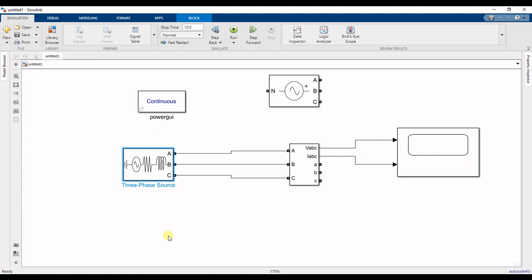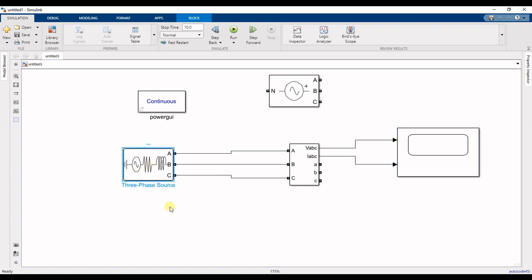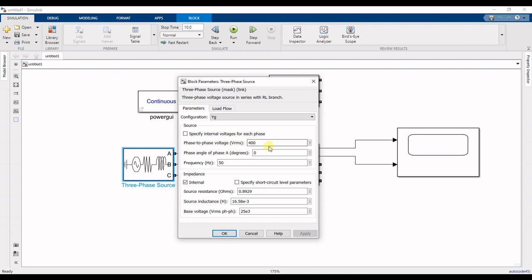Welcome back. In the last video, we had made a three-phase source with a three-phase VI measurement block and a scope. Today we will see how this scope works and how the values are calculated by using these graphs. So this is the output of this three-phase source. The parameters we set were 400 volts RMS and frequency 50 Hertz. So let's see what is the output.